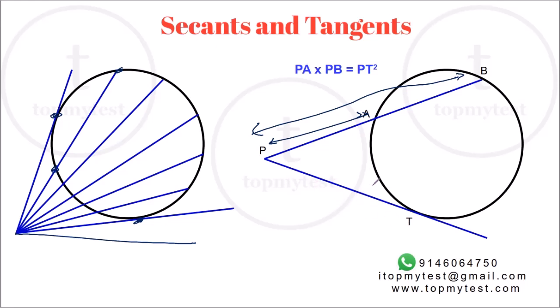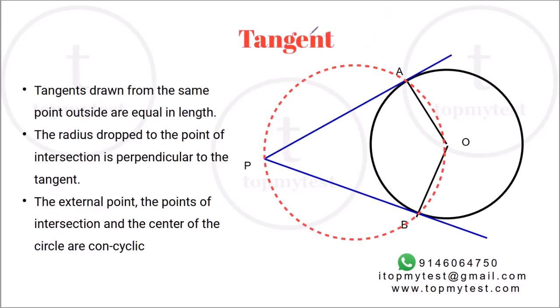If you look at tangents in particular, from any point outside a circle, you can draw exactly 2 tangents to the circle, right? And both the tangents will be perpendicular to the radius from the point of intersection. So if you drop a radius to the point of intersection, that will be perpendicular to the tangent. And if you take the center of the circle, these 2 points of intersection and the point outside, it will form a cyclic quadrilateral as well, right? Also, the lengths of these 2 tangents are equal.